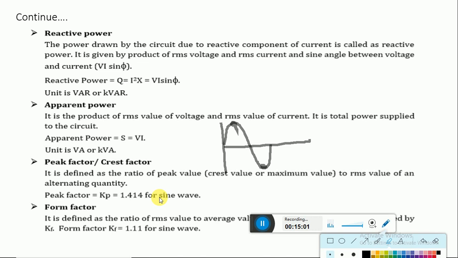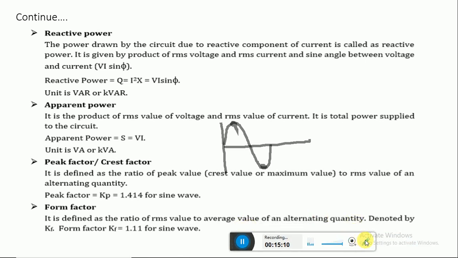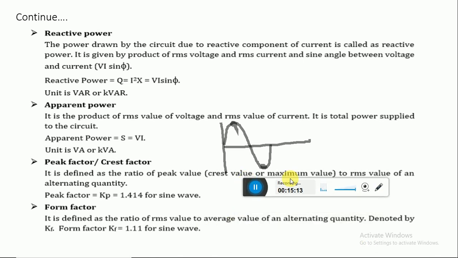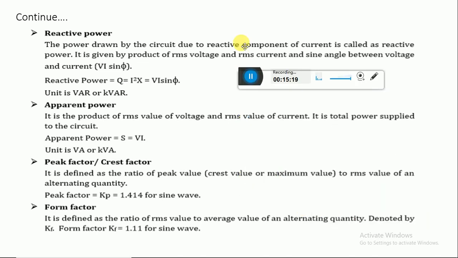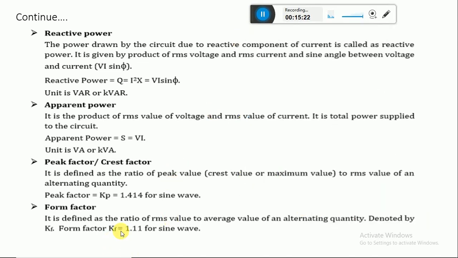Now the next term is form factor. Form factor is again a ratio. It is defined as the ratio of the RMS value to the average value of an alternating quantity, and it is denoted by Kf. Just keep in mind the ratio value Kf. The previous one was Kp. Kf is 1.11 for the sine wave. This will also be useful to calculate examples related to form factor.